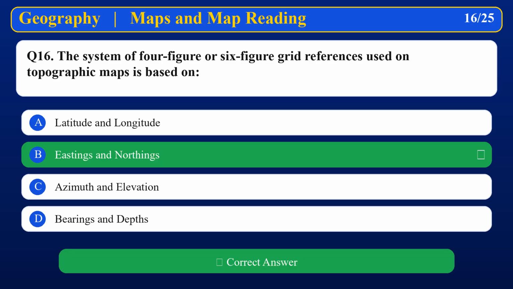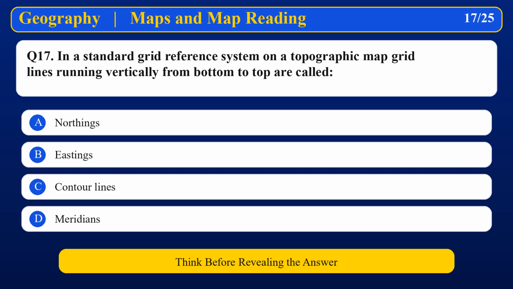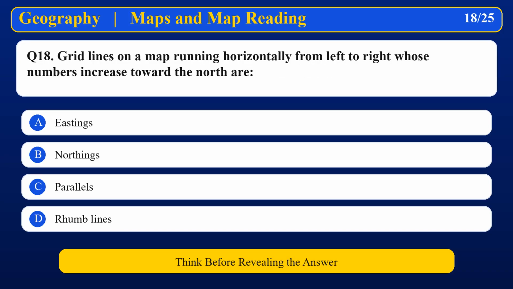The system of four-figure or six-figure grid references used on topographic maps is based on eastings and northings. In a standard grid reference system on a topographic map, grid lines running vertically from bottom to top are called eastings. Grid lines on a map running horizontally from left to right, whose numbers increase toward the north, are northings.